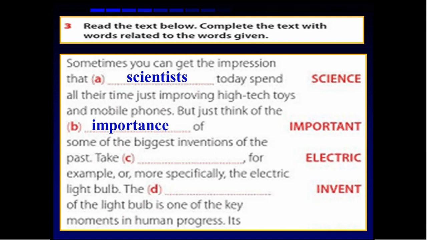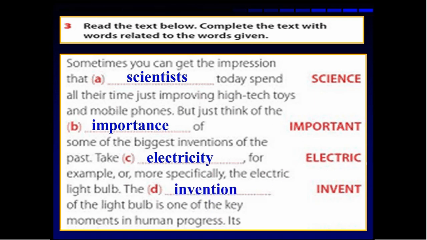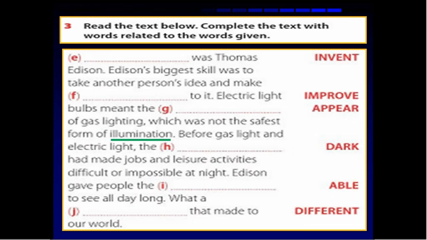Some of the biggest inventions of the past take electric. It will be electricity. D. The invent is a verb. It's not proper, it's not correct. So we can put invention. The invention of the light bulb. E. Also we have invent. What was the correction of the one? It will be inventor. Thomas Edison.